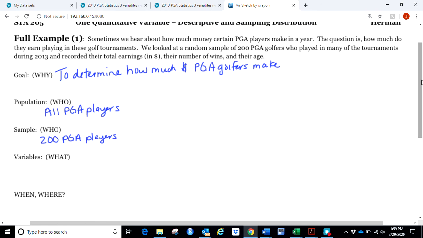What variables did we collect on these people? So I have their earnings, which is quantitative. I have the number of wins that they had, which is also quantitative. And I recorded their age, which is also quantitative. Although again, our main focus here is looking at their earnings. Do we know anything about when and where the data was collected? Well, really all I know is that it was in 2013. So all of that is the old stuff, but it applied to a problem here.